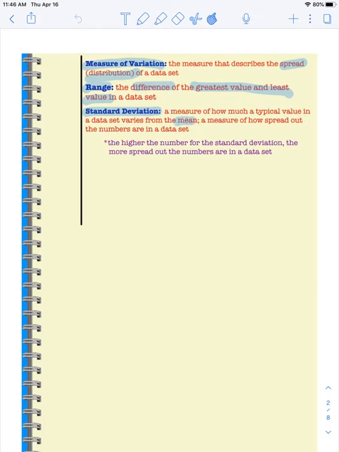So remember, the mean is the average. We're looking at all the other values, how much they vary from it. So the average difference between the data values and the mean.